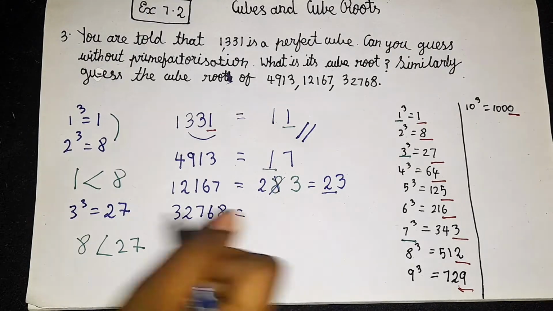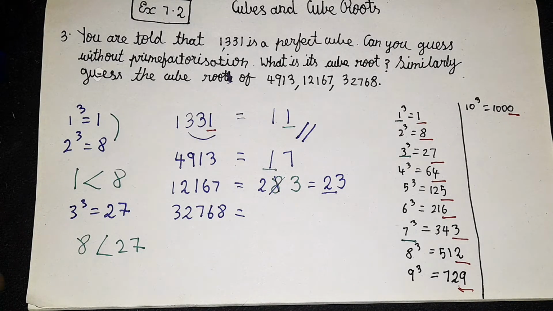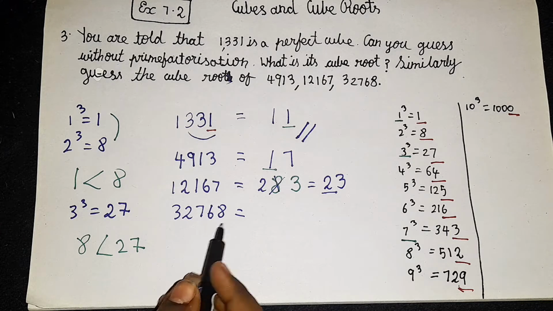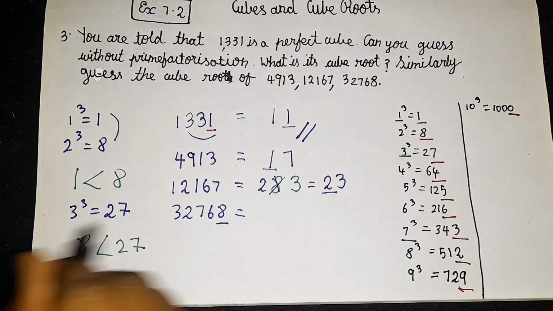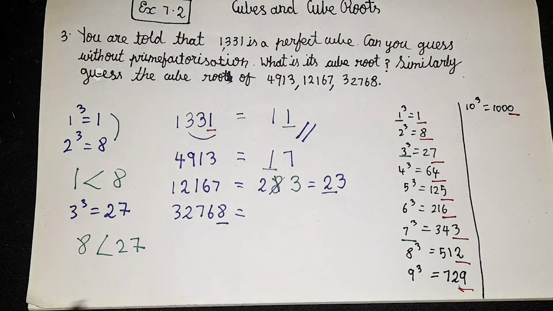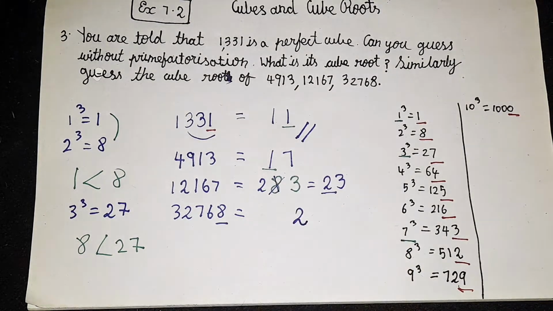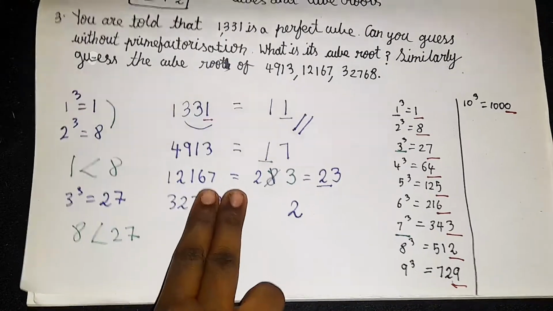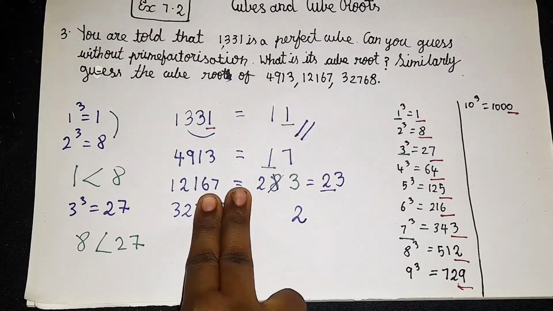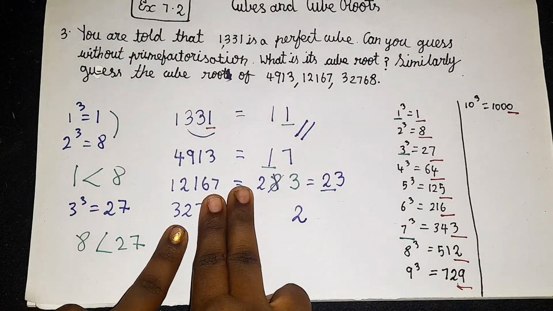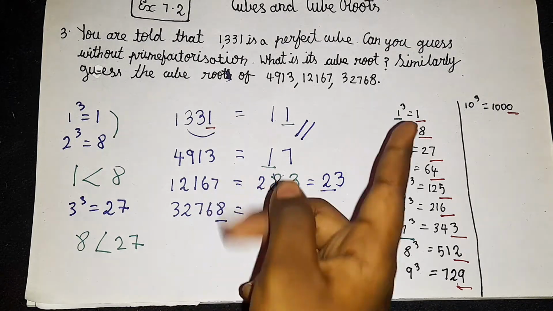32,768. Okay. So here what is the end digit? The end digit is 8. Okay. So in this way we have the end digit as 8. So 2 cube's answer is 8. So we should write 2 here. Next we should hide all 3 numbers. Okay. Now we have 32. Am I right? So we shall search, do we have 32 here?